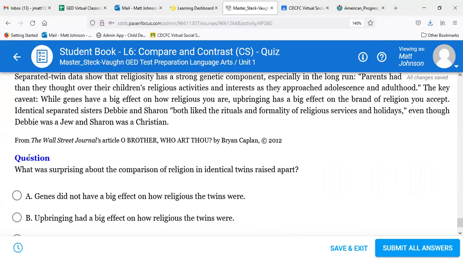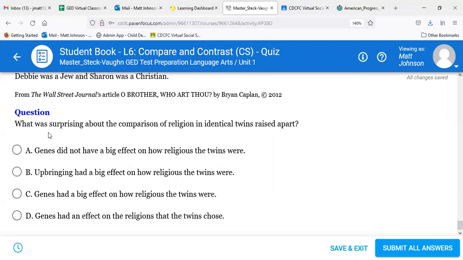And last one for the quiz here. What was surprising about the comparison of religion and identical twins raised apart? A, genes did not have a big effect on how religious the twins were. B, upbringing had a big effect on how religious the twins were. C, genes had a big effect on how religious the twins were. Or D, genes had an effect on the religions that the twins chose.